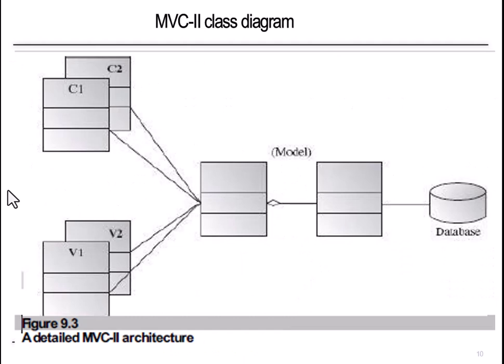This is the MVC 2 class diagram. We have a model and this is a controller and view, and this is a database. So database is actually a server, data server, where data lies, but which of the component is responsible for data storing and data manipulation? Model view.